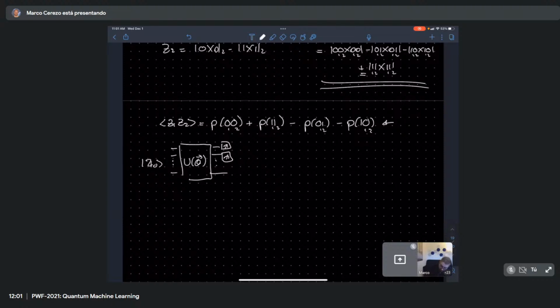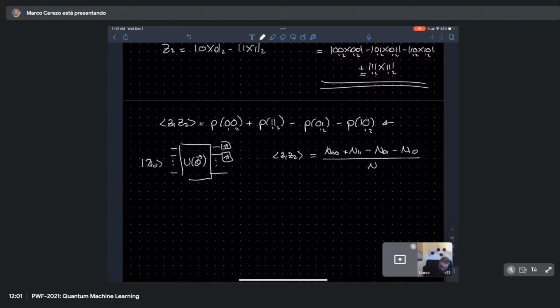So whenever we actually perform the measurement, Z1, Z2, this is just going to be the number of times that we got 0, 0, plus the number of times we got 1, 1, minus the number of times 0, 1, minus the number of times 1, 0, divided by the total number of shots that we did. So we can use the same trick that we did before, but now with multi-qubit operators.